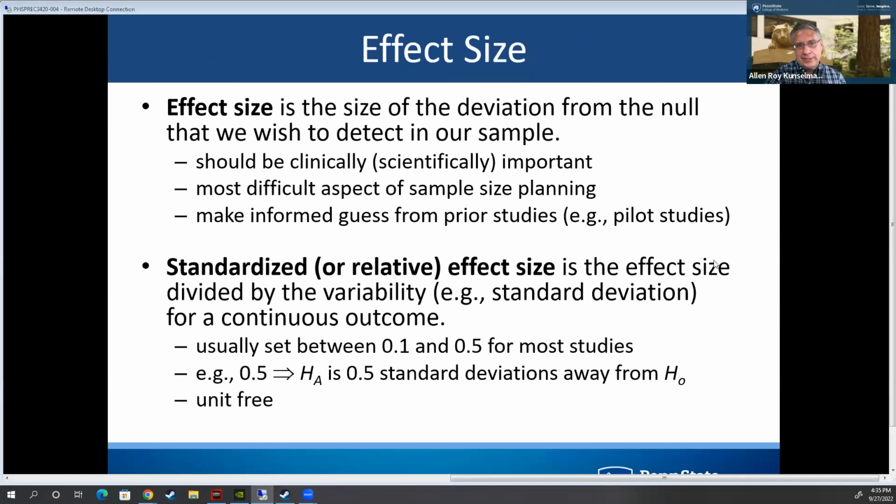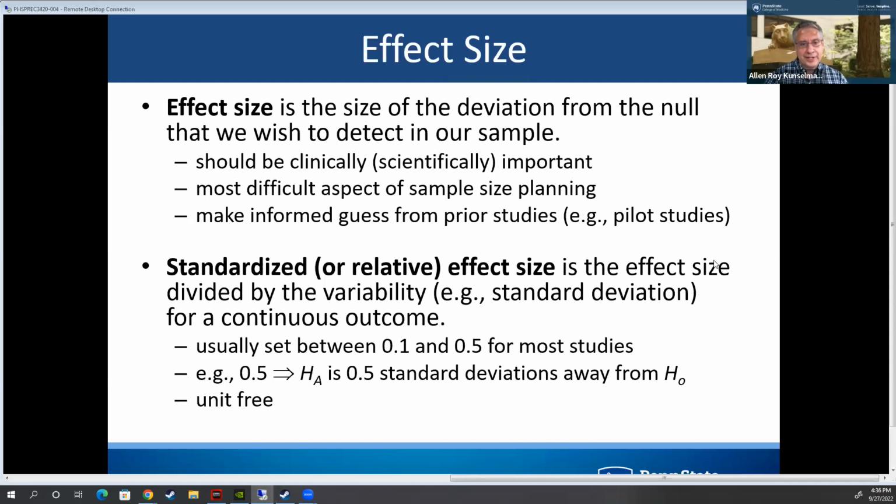So back to these elements. So we have effect size. The effect size is the size of the deviation from the null that we wish to detect in our sample. And again, as I mentioned previously, think about the 25 millimeters of mercury as a clinically important difference you'd want to detect. A lot of times it's the most difficult aspect in sample size planning, because you may not know, especially in early stages of research, like bench science, what might be a really important effect. But you want to make an informed guess from prior studies. So you can look at pilot studies, you can do your own pilot study, you can look at other papers that have done similar research.